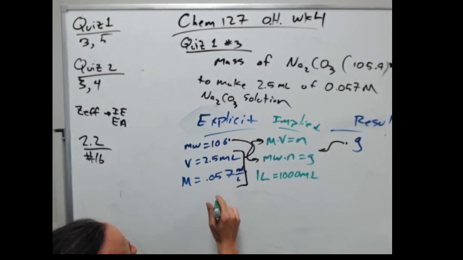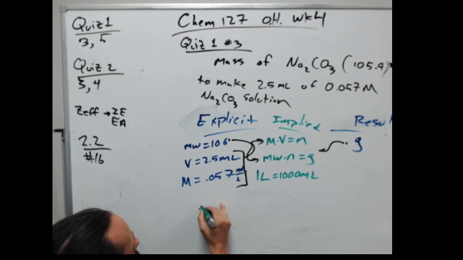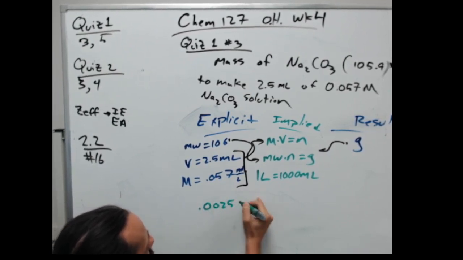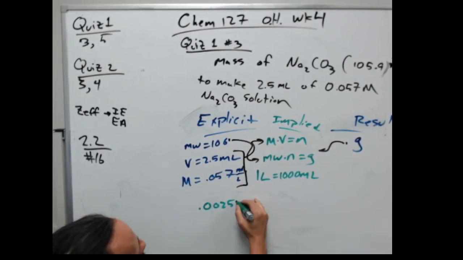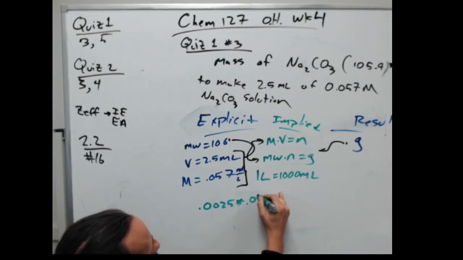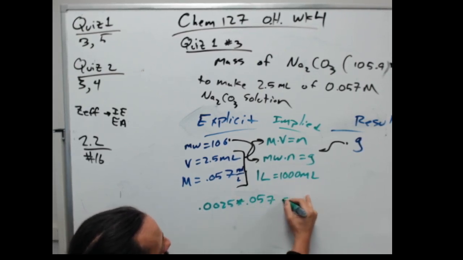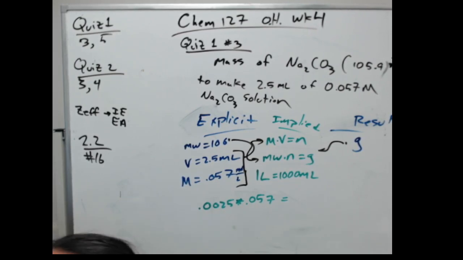So I take my milliliters, I convert to liters, 0.025. Just here, should I do that? Multiply by the molarity, 0.057. That will get me some number of moles if I had a calculator handy.